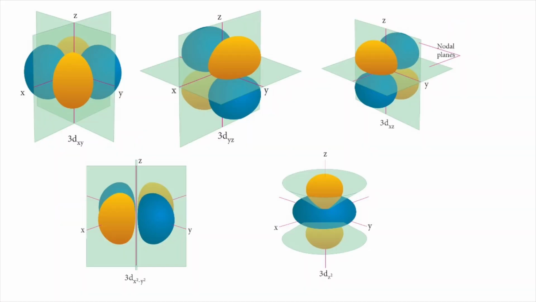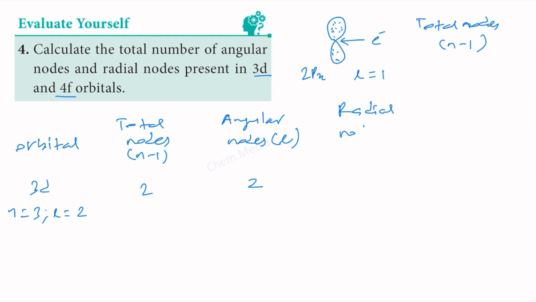How about radial nodes? Radial nodes in this case is equal to 0, because we already got the total value here. The number of radial nodes is always equal to n minus L minus 1. Therefore, in this case 3 minus 2 minus 1, and that is how we got 0 here.